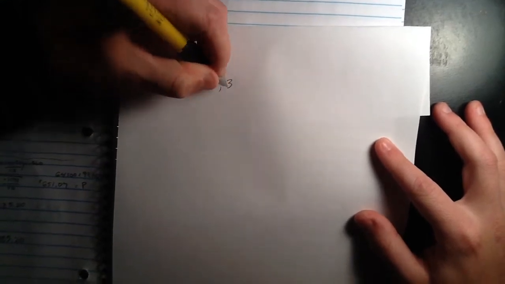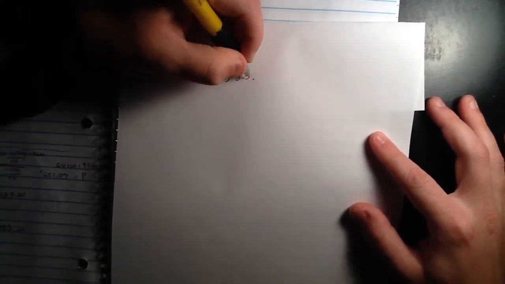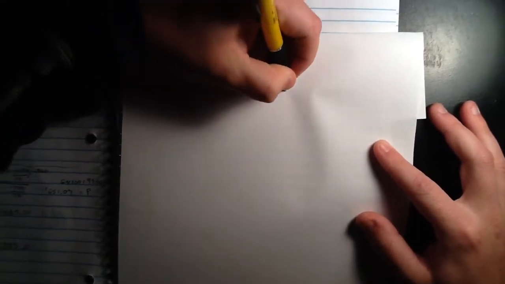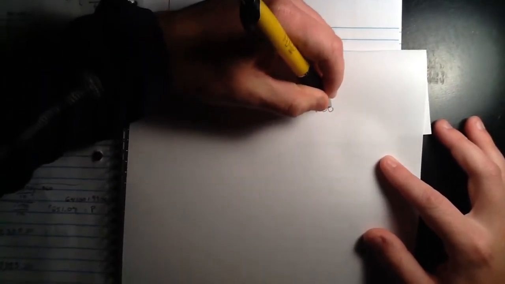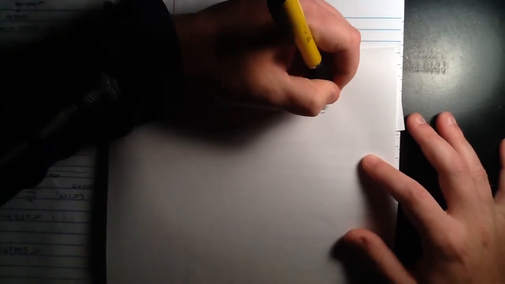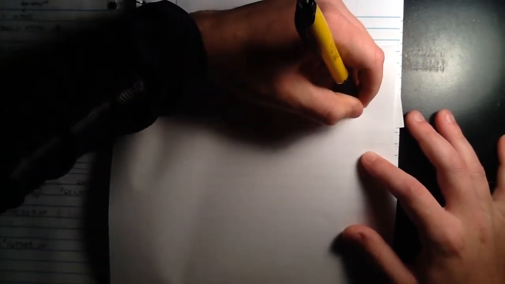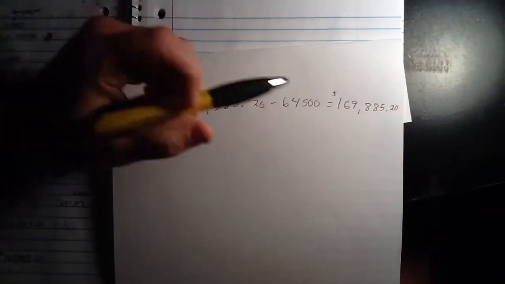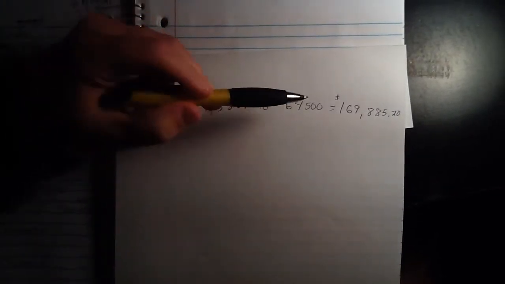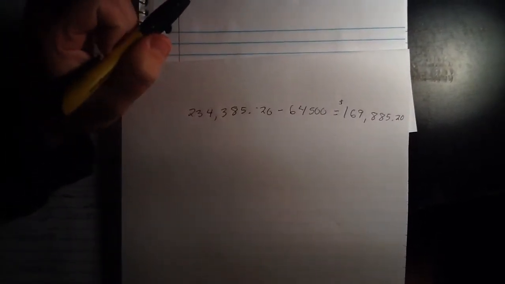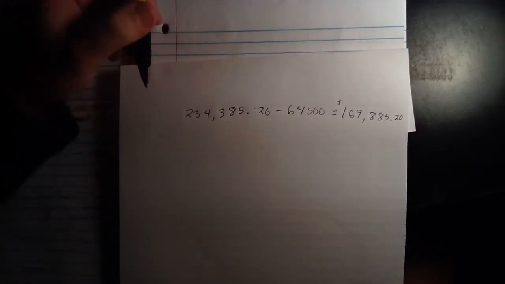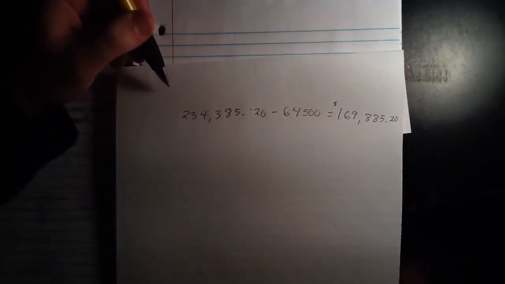So if I want to know how much you will actually be paying in interest, rather than just if you would have bought the house for $75,000 outright, it would be $234,385.20 minus $64,500, which you still had to pay the interest on, which will give you $169,885.20. So you will be paying $169,885 in interest on a house that was originally $75,000.